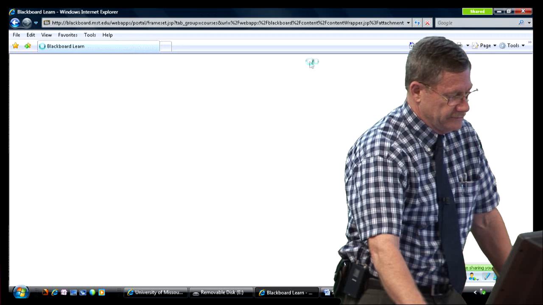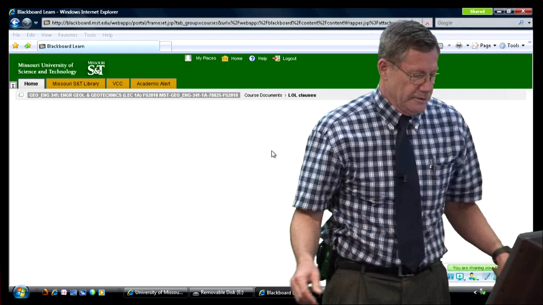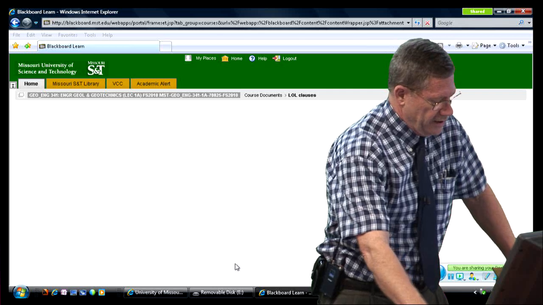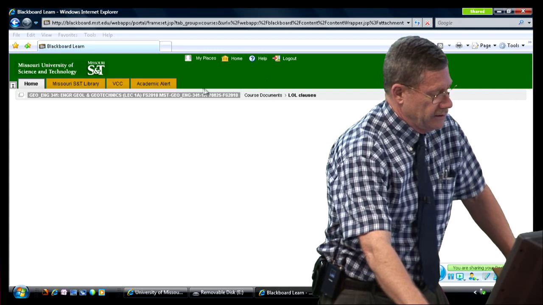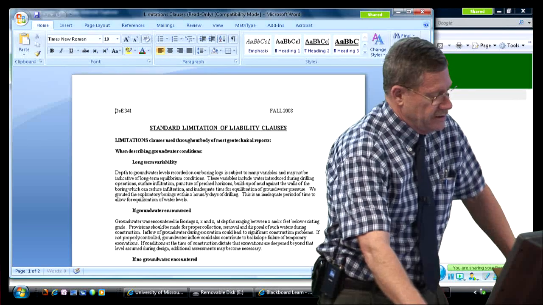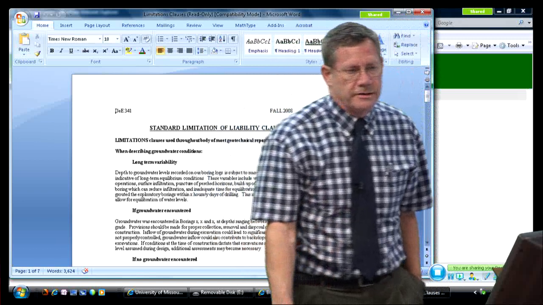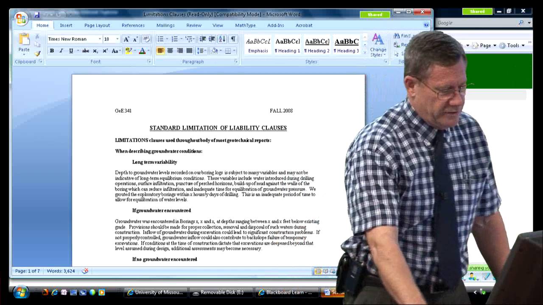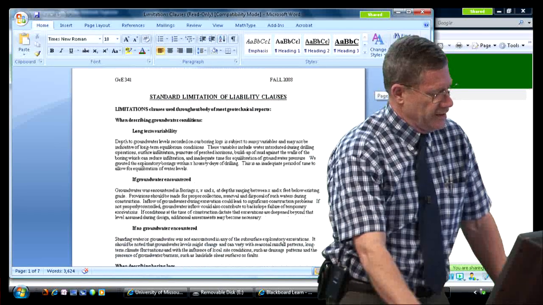Yeah. Download file. Okay, now what I did here is I just assembled the clauses that I used in different kinds of jobs. Now, you're not going to use all of these ever in one. You have to click it, the flashing thing. Right here? Yep, just click it. That's schedule. Okay. So standard limitation of liability clauses. These come from the Association of Soil and Foundation Engineers, ASFE, now called just ASFE, the greatest people on earth. That's the trade organization for the geotechnical and geoenvironmental industry.